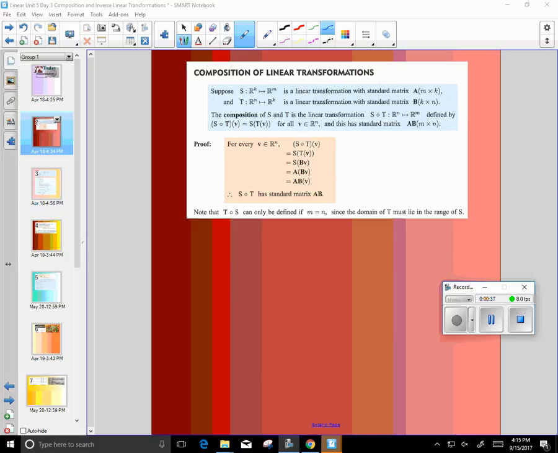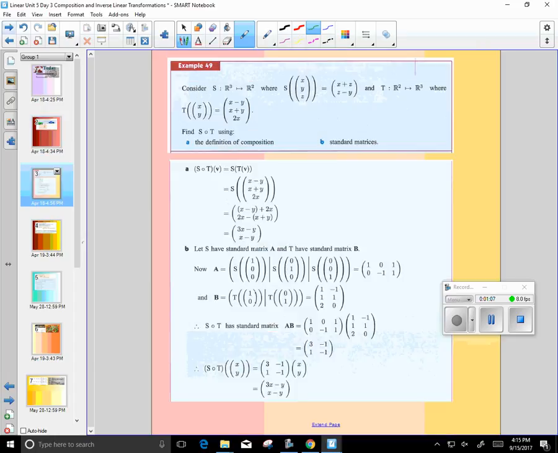So what they're saying here, and they're proving as well, is that you can do the composition S of T from R^n to R^m. It doesn't have to be 2 to 2. It could be 2 to 3. And it will give you what you're familiar with for composition of functions. And the proof just involves multiplying the matrices, which is an interesting way to think about it.